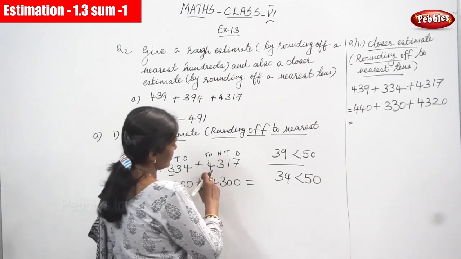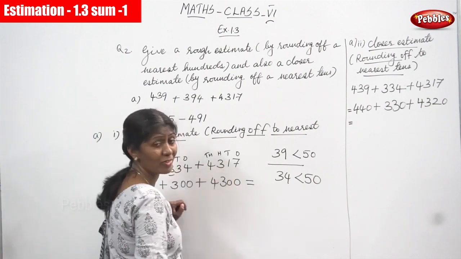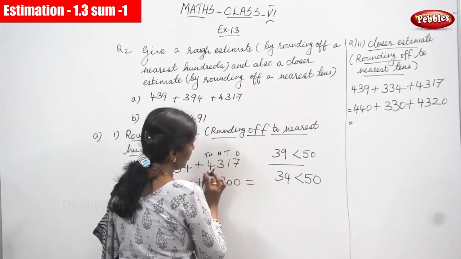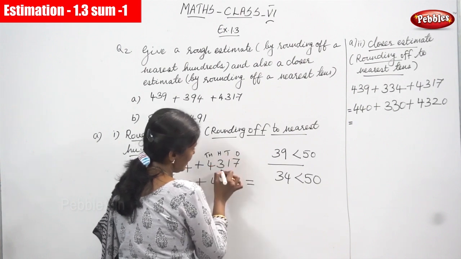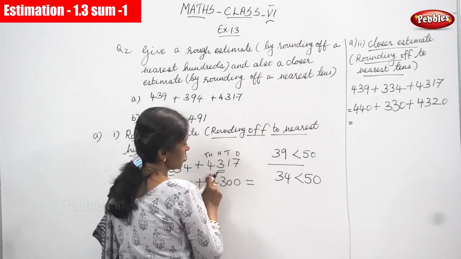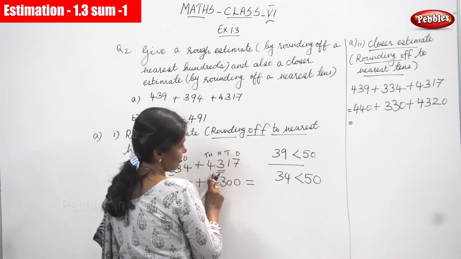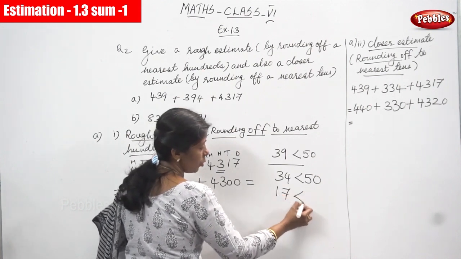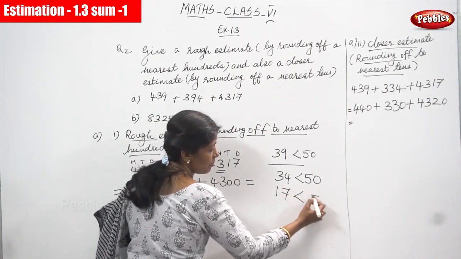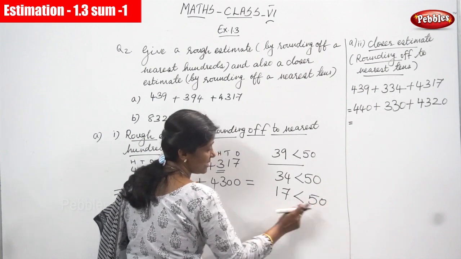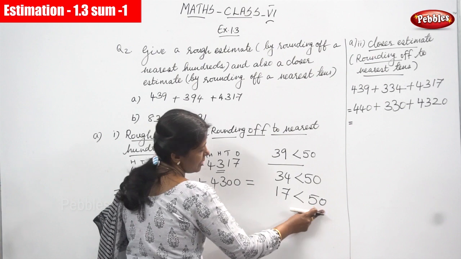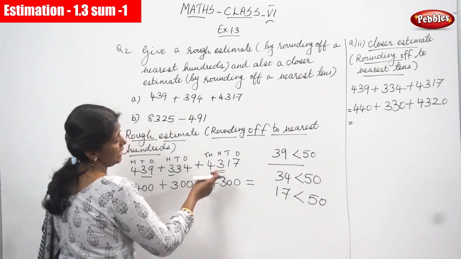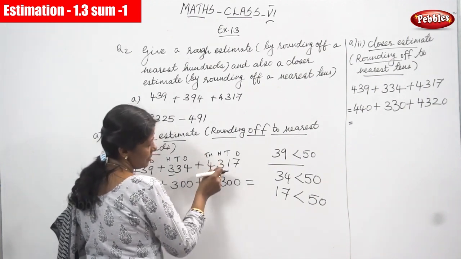So next one, what is this? 4317. Under the nearest 100, you should not consider the 1000 place, you have to consider the 100 place. What is the number? 3 here. Not only should you consider the 100 place value, you have to consider the tens and ones place value, 17. 17 is less than 50, so it does not come under the rule. What is the rule? If it is 50 and above, you are going to add 1 to the 100 place value. What is the number?